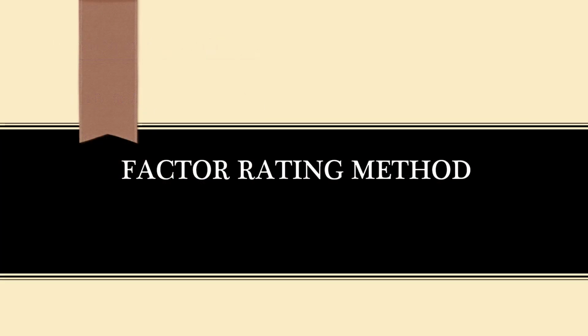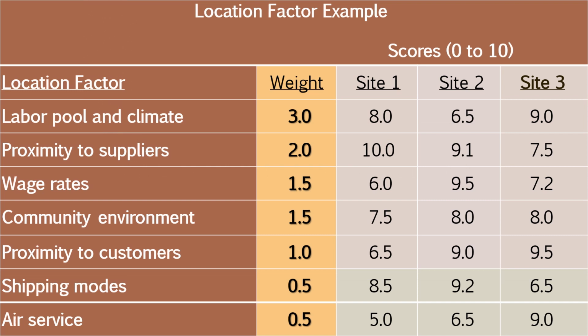Let's look at the factor rating method. Let's look at this example. In the example, you can see different location factors such as labor pool and climate, proximity to suppliers, wage rates, community environment, proximity to customers, shipping modes, and air services. For each location factor, we are going to give weights. Here we are giving more weight to labor pool and climate and lesser weight to air service. In between, higher weights are given to the most priority items.